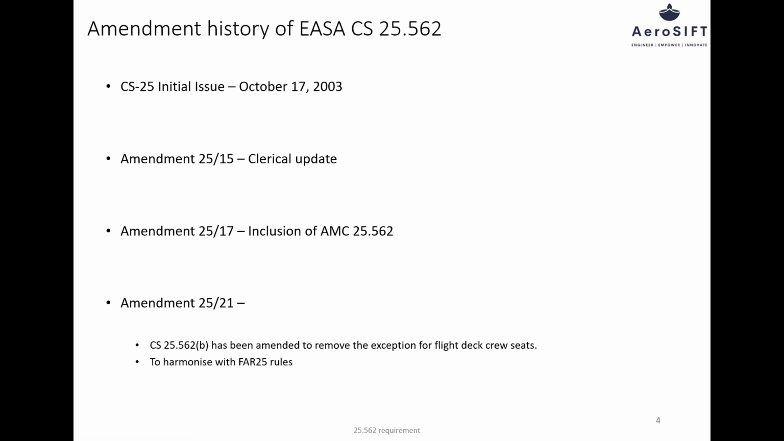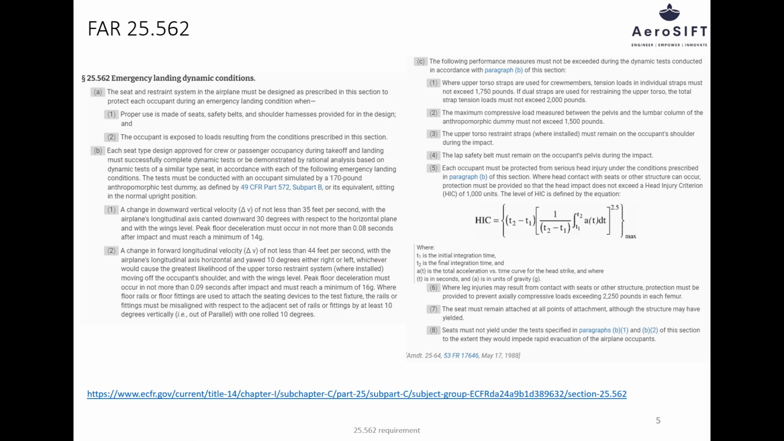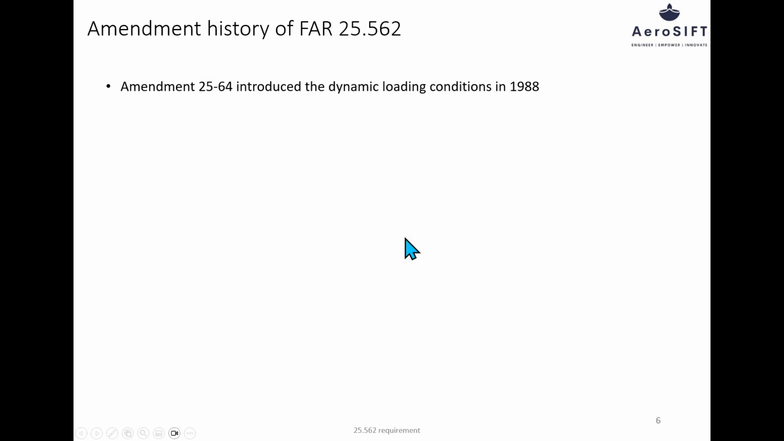Shown here is the history of this particular regulation. So, no significant changes in today's version compared to the initial CS-25 version that was published in 2003. Shown here is the extract from FAA website. There is perfect harmony between the two regulations, the EASA's certification specifications and the Federal Aviation Regulations, as far as this particular specification is concerned. Shown here is the history of this regulation. Prior to 1988, there were no dynamic test requirements for the seat and attachment structures.